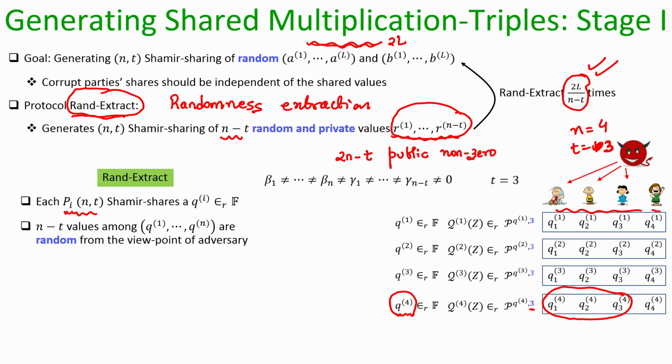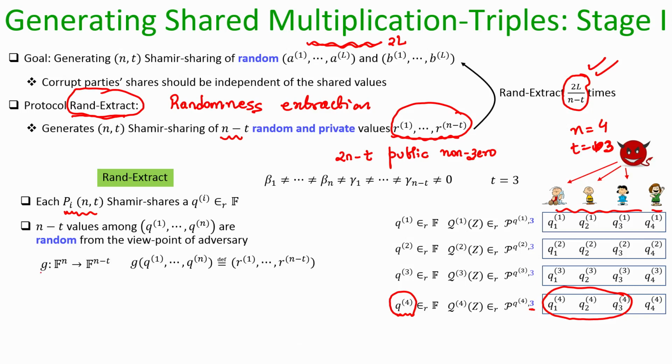P 4 alone does not know who else are the honest parties. It does not know whether P 1 is corrupt or P 2 is corrupt or P 3 is corrupt. We only have the knowledge that out of this n number of Q values, some n minus t are random and not known to the adversary, but which n minus t we do not know. So, now let us do some magic.